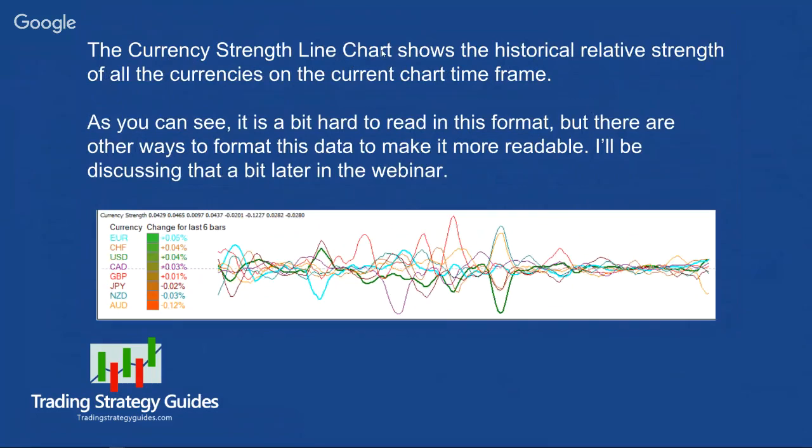This is the currency strength line chart. This is the exact same chart, but it is in line format instead of histogram format, and each of the lines corresponds to a currency. So you can see how the currencies fall in relative strength historically over time. This is a little bit difficult to read in this format, but there are other ways to look at it that make it more readable, and we'll talk about that later on because that will be part of our strategy. We're actually going to use this tool in the strategy I'm going to present at the end of the webinar.